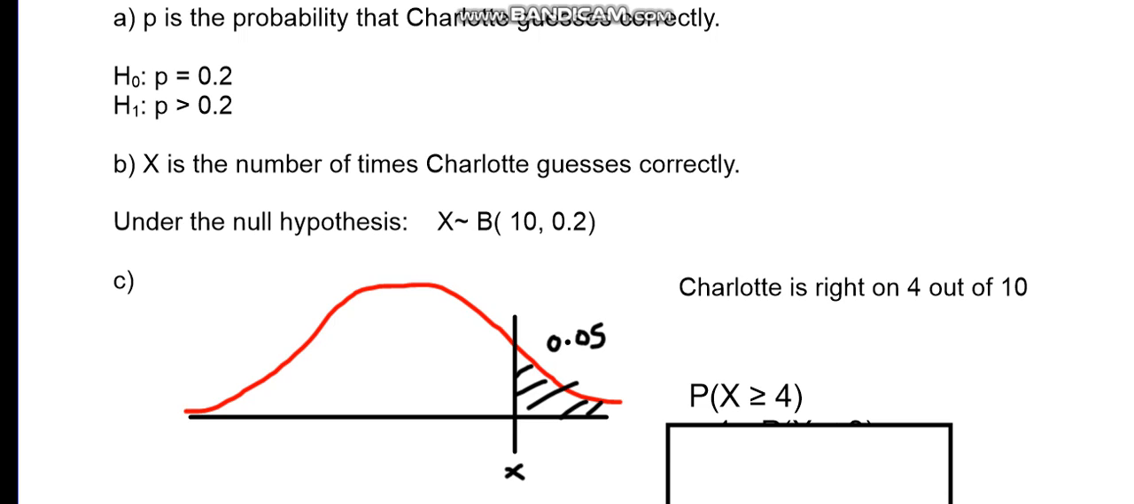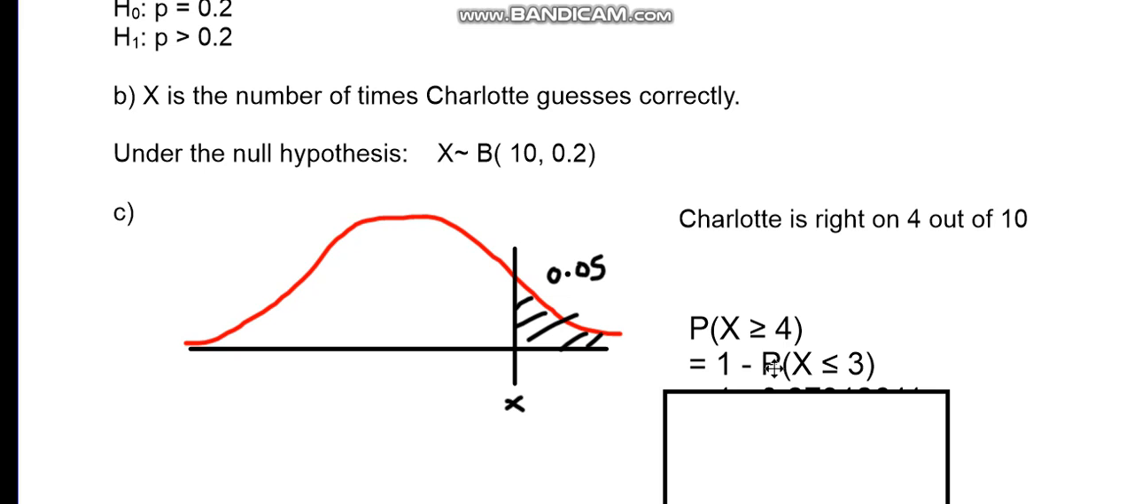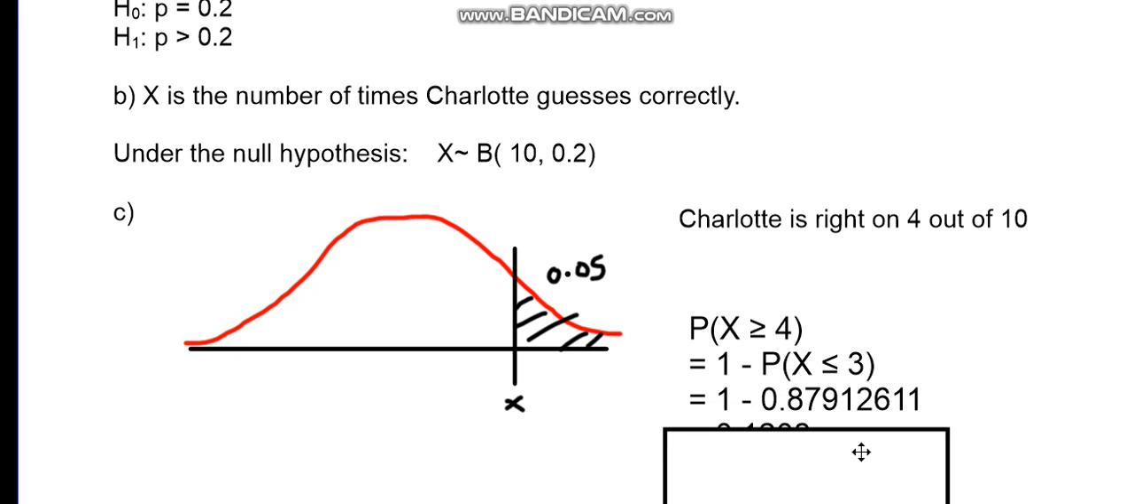Okay, so we can't do that on our calculator because calculators only do less than, so we need to do 1 minus the probability that X is less than or equal to 3. Okay, and if we look that up on our calculator, we get 1 minus 0.879, which is 0.1208. So the probability of being greater than or equal to 4 is 0.12. So where does that put 4 on my diagram?